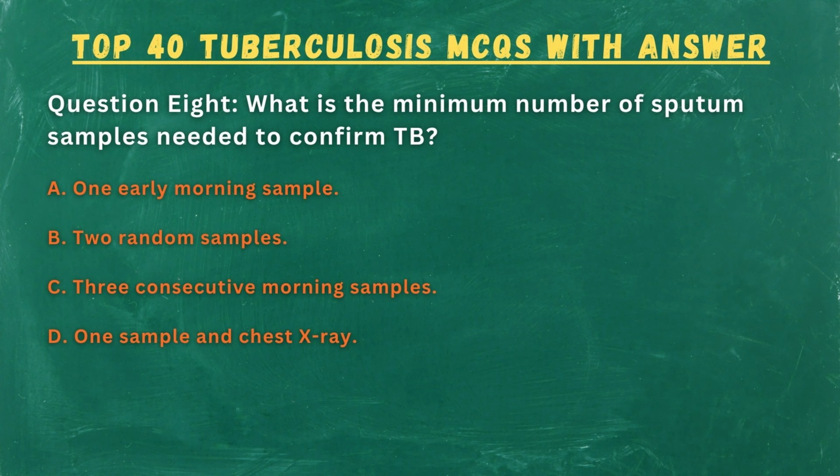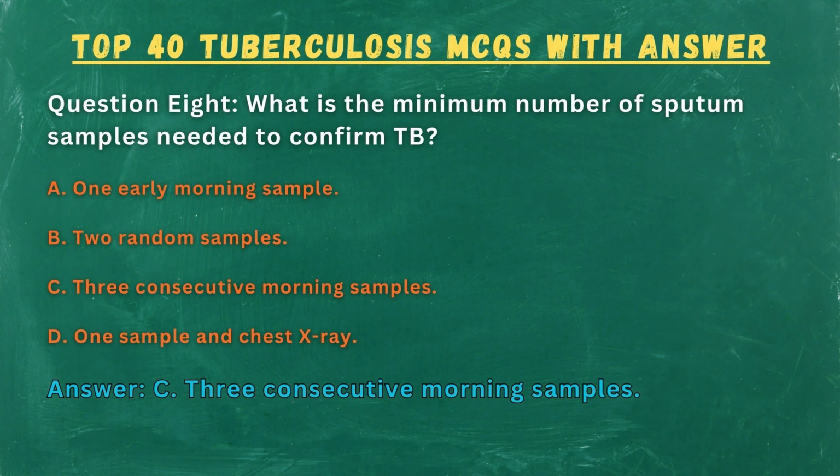Question 8. What is the minimum number of sputum samples needed to confirm TB? A. 1 early morning sample. B. 2 random samples. C. 3 consecutive morning samples. D. 1 sample and chest X-ray. Answer. C. 3 consecutive morning samples.